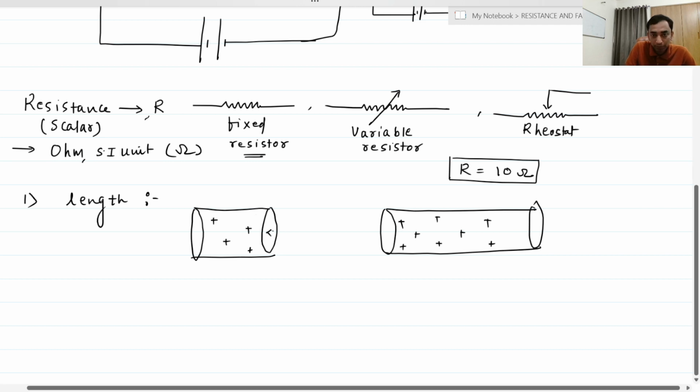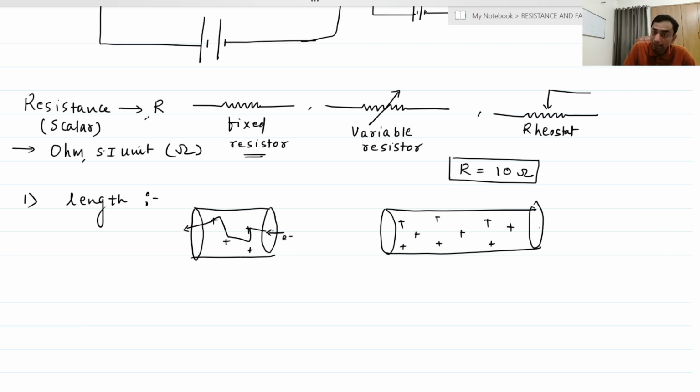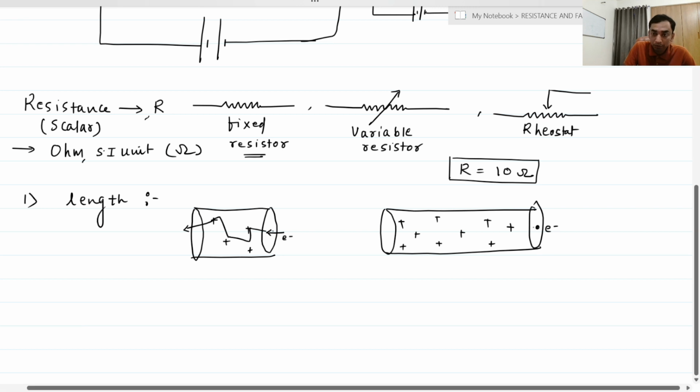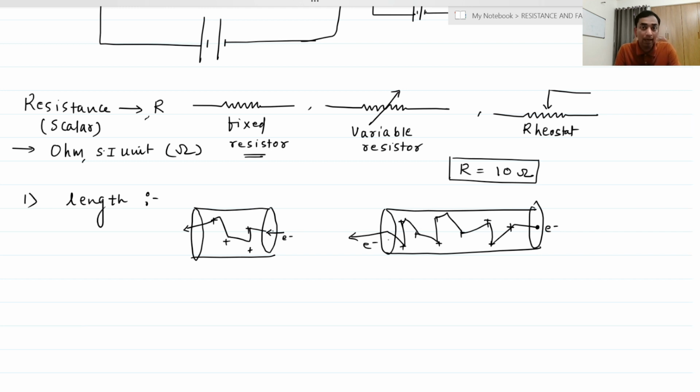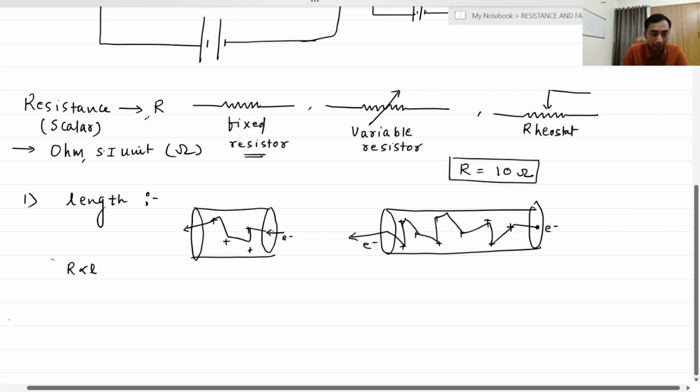Correct? Now, if the free electron passes through this, then it will have to suffer fewer collisions, and then it will come out. Whereas here, since there are a larger number of positive ions, it will have to collide with a larger number of positive ions, and finally the electron will come out of the conductor. So the larger the length, the larger the positive ions, the larger the number of collisions, so more is the resistance. So we can say that R is proportional to L.